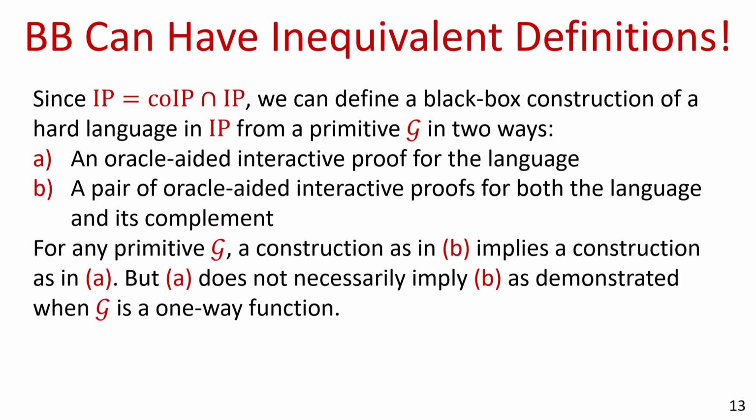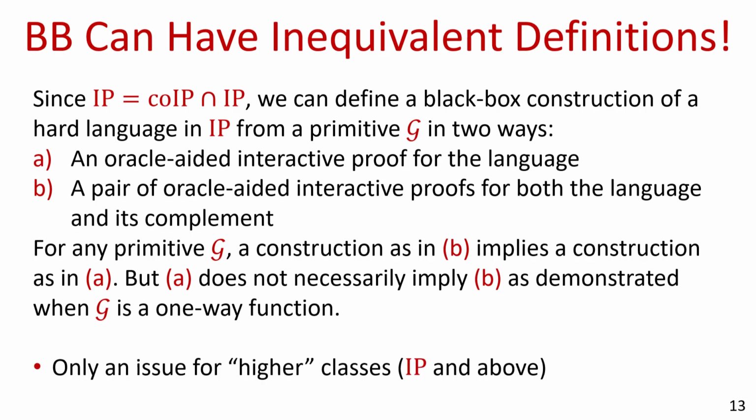For any primitive G, a black box construction of an IP-CoIP pair trivially implies a black box construction of an interactive proof. But a black box construction of an interactive proof does not necessarily imply a black box construction of an IP-CoIP pair, as demonstrated when G is a one-way function.